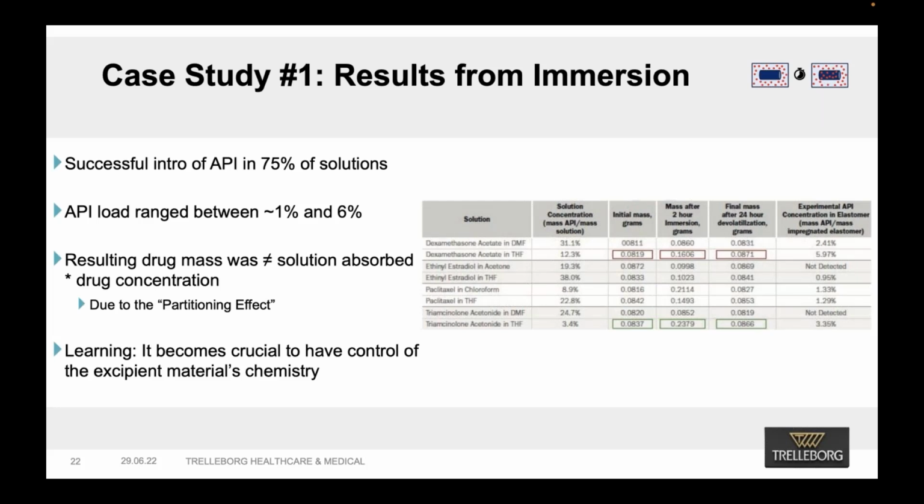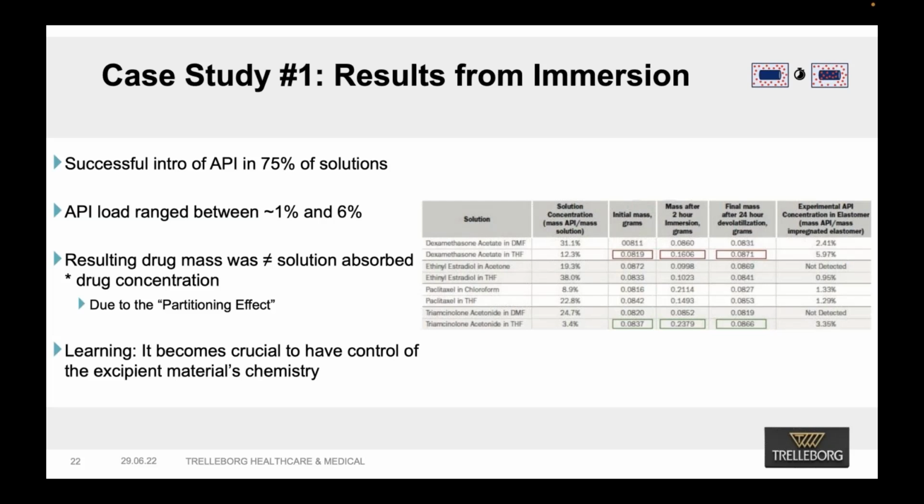So let's take a look at the results from this effort. I think the major item to point out here was that our team was able to successfully introduce a measurable dosage of each of the pharmaceutical ingredients in 6 out of the 8 solutions. So we ended up at about a 75% success rate.